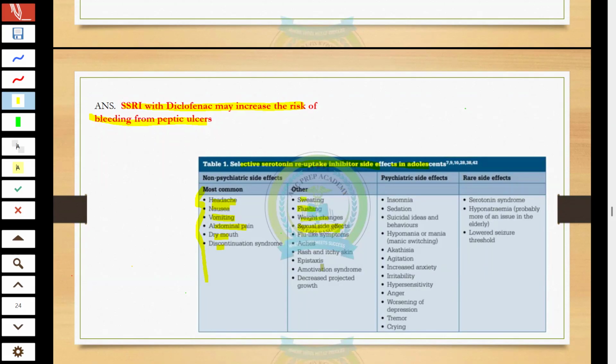Weight gain, flushing, sweating, itches, and then psychiatric side effects like insomnia, sedation, suicidal ideation, hypomania, akathisia, agitation, hypersensitivity. So these are psychiatric side effects. So SSRI, never give the SSRI with diclofenac because this will increase the chance of bleeding if the patient already has a history of peptic ulcer.